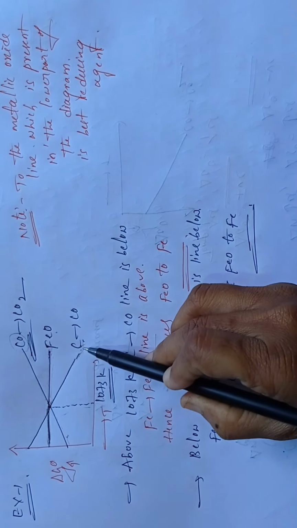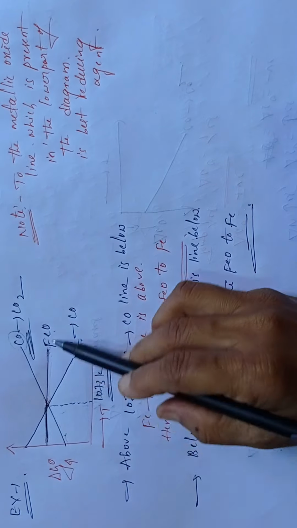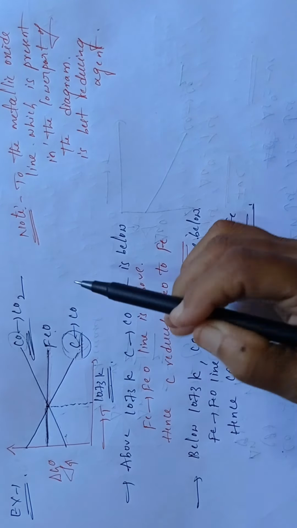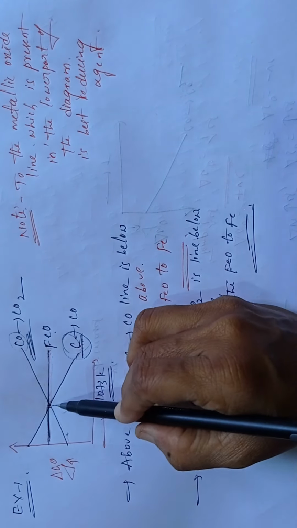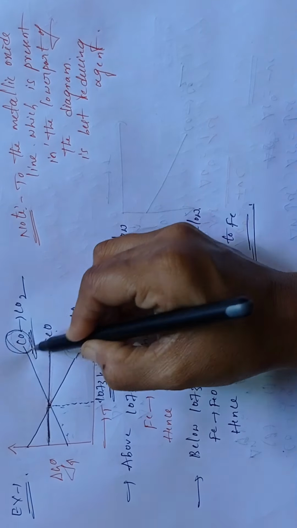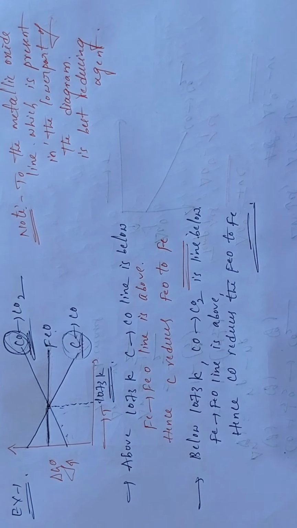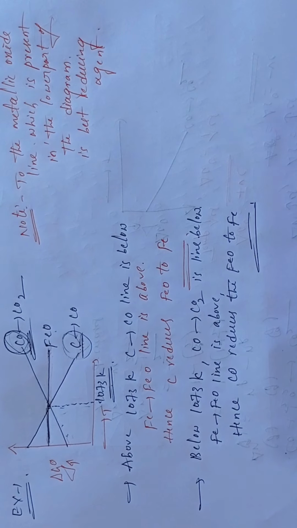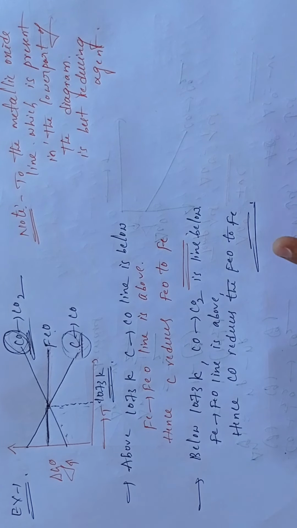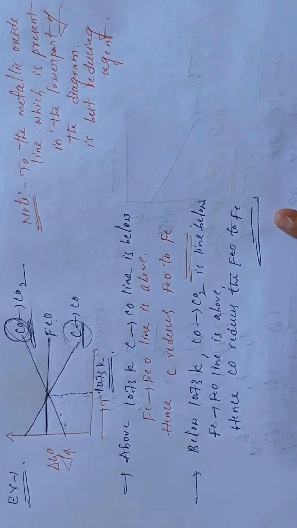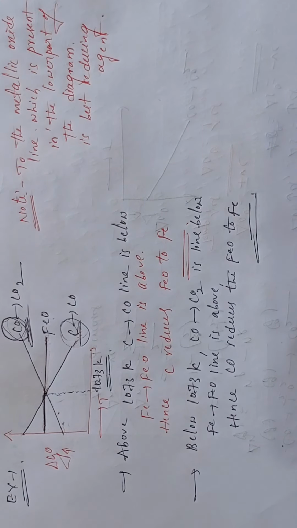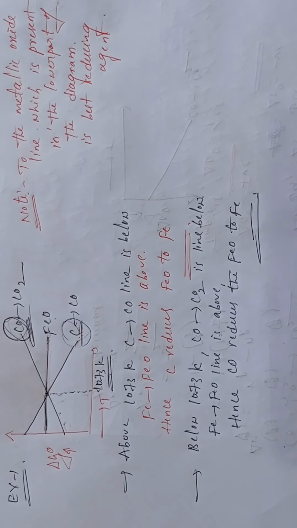That means above 1073 carbon is the reducing agent, and before 1073 CO is the best reducing agent. Are you clear, students? CO is the best reducing agent. Clear, students? Right. Next, one more example.